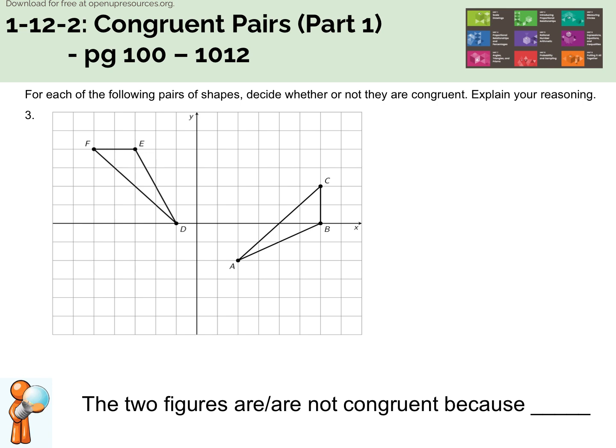All right, here is number 3. So the two figures are or are not congruent, and give me a reason why. And make sure you write it down.